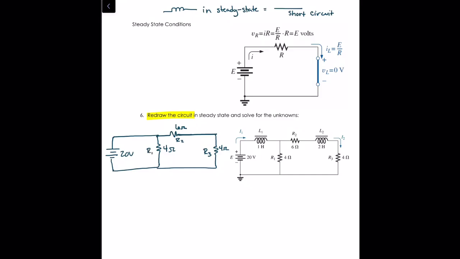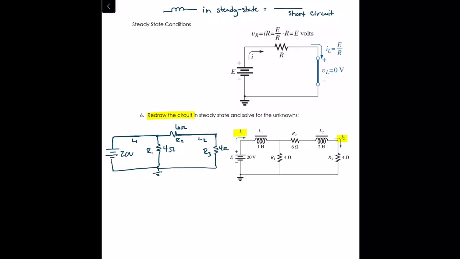So R2 and R1. Okay, so what we're looking for here is the current through L1 and the current through L2. So the inductors are still there. There's still an inductor here that is L1, and there's still an inductor here that is L2, but the way they're behaving at steady state, they look like a short circuit, so I draw it that way. Alright, so let's figure out what L1 and L2 are.